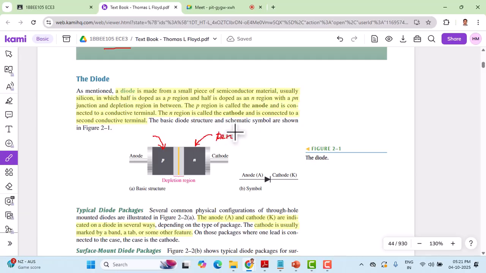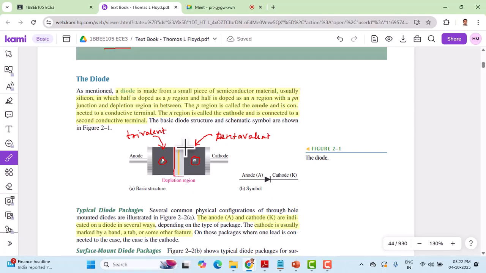pentavalent impurity elements. Trivalent means the foreign elements have three valence electrons in the valence band. If you dope such an element into pure silicon, it becomes P type, and on the other side it becomes N type, and that's what is explained here. Half is doped as an N region, and half is doped as a P region, with a PN junction in between these two P and N type regions. A junction is formed. This is the white portion.